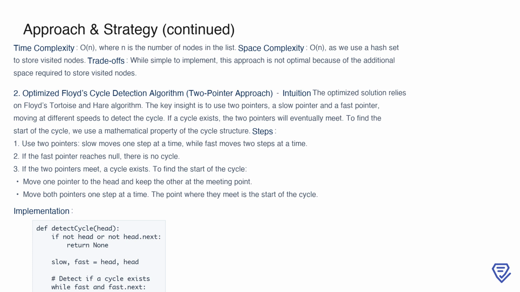To address this inefficiency, we turn to a more optimized solution, Floyd's cycle detection algorithm, also known as the two-pointer approach. The intuition here is to use two pointers, a slow pointer and a fast pointer, moving at different speeds. If there is a cycle, these two pointers will eventually meet. Once they do, we can use a mathematical property of the cycle to determine its starting point. This approach eliminates the need for extra memory, making it much more space efficient.